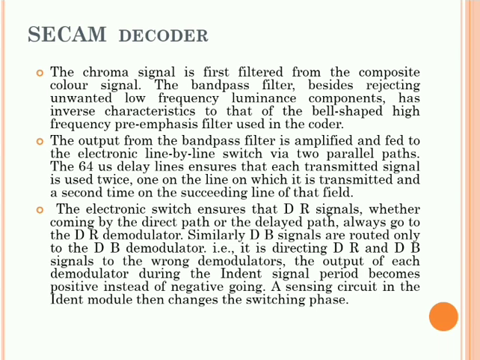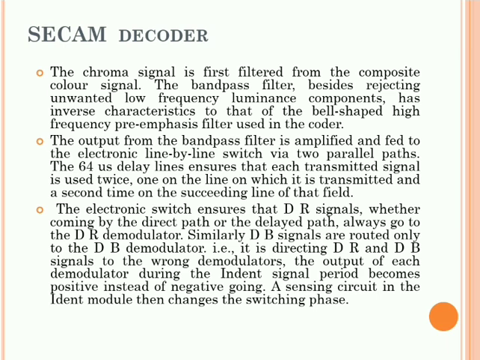After that, the 64 microsecond delay line ensures that each transmitted signal is used twice, once on the line on which it is transmitted and the second time on the succeeding line of the field. The electronic switch ensures that the DR signal, whether coming by the direct path or by the delayed path, always goes to the DR demodulator. Similarly, the DB signal is routed to the DB demodulator. We have two demodulators, the DR demodulator and the DB demodulator, and we give the respective inputs to these demodulators.